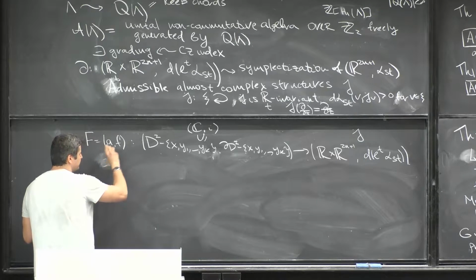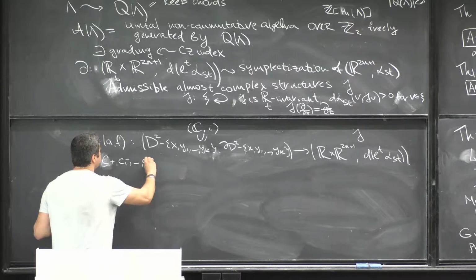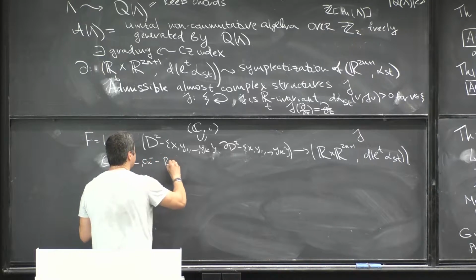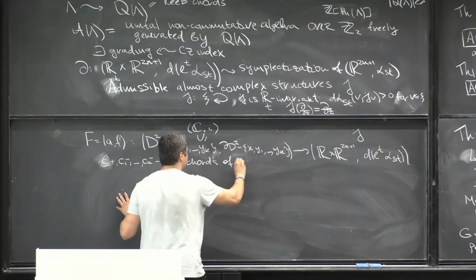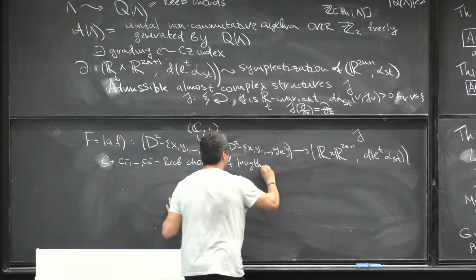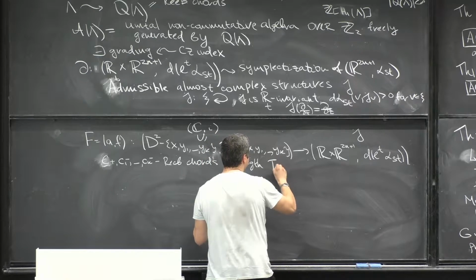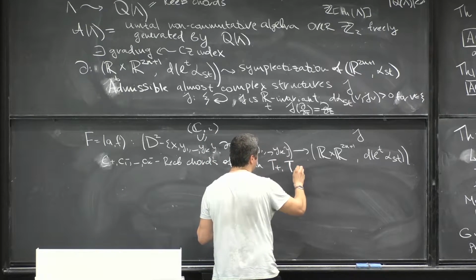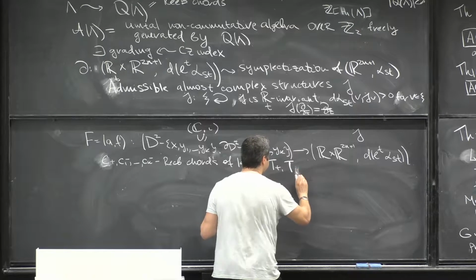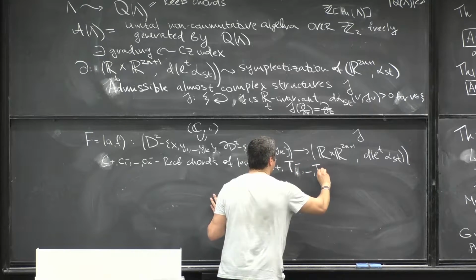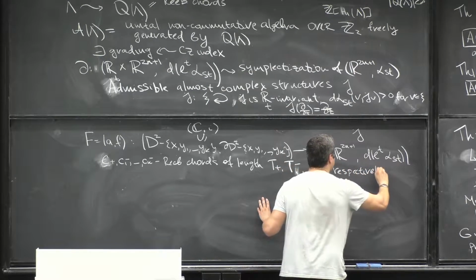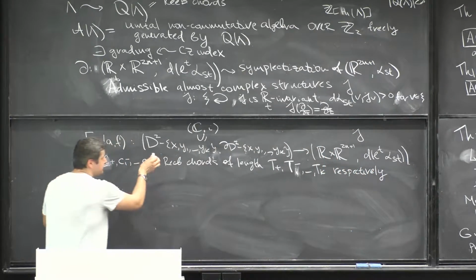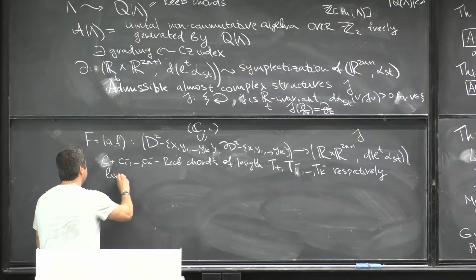So we also assume that C plus and let's say C1 minus, ..., CK minus are Reeb chords of length T plus, T1 minus, ..., TK minus respectively. Okay, and now with this information we consider the following conditions.